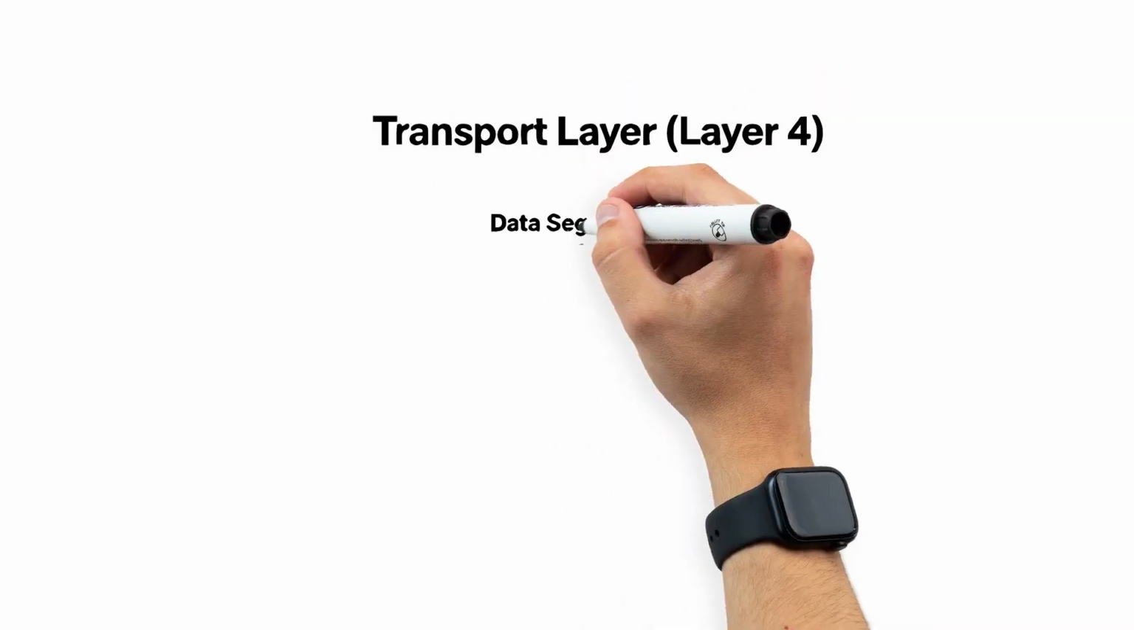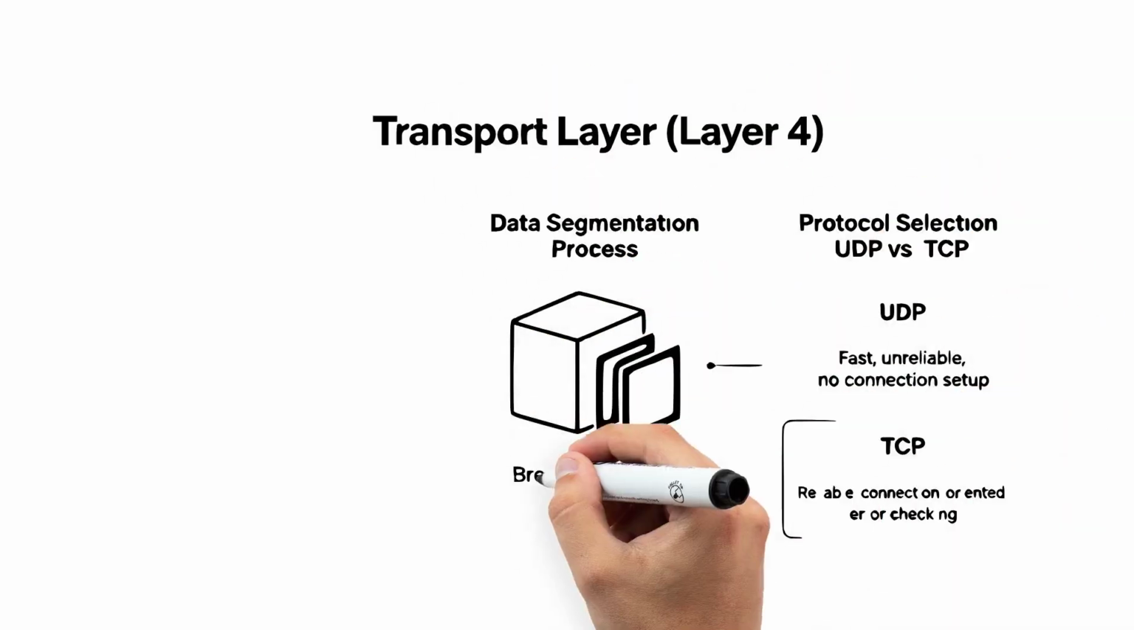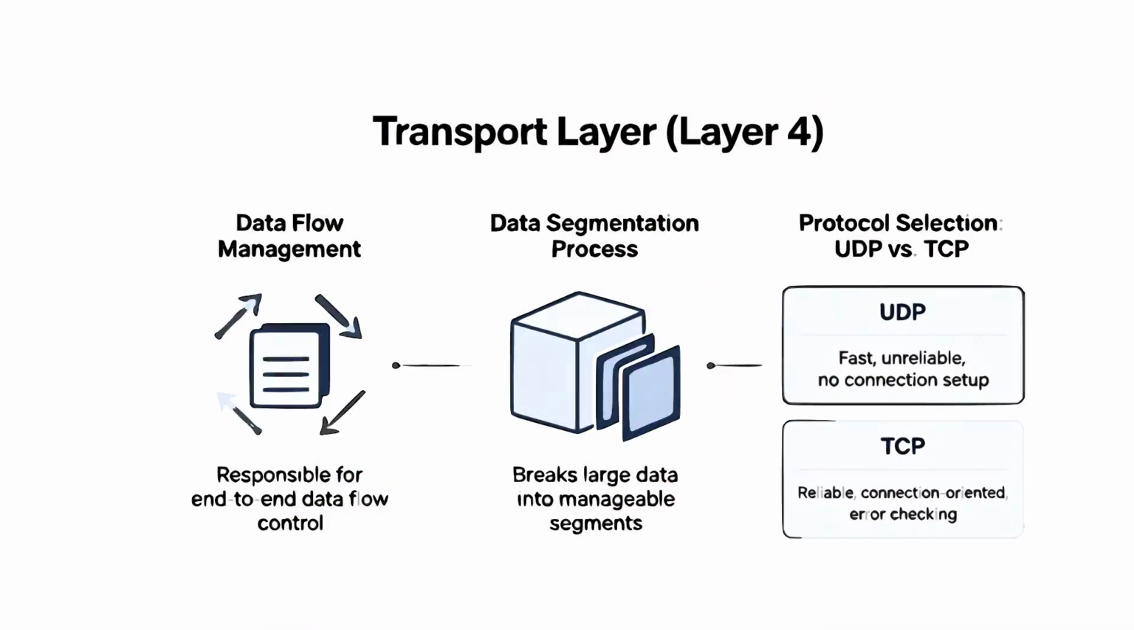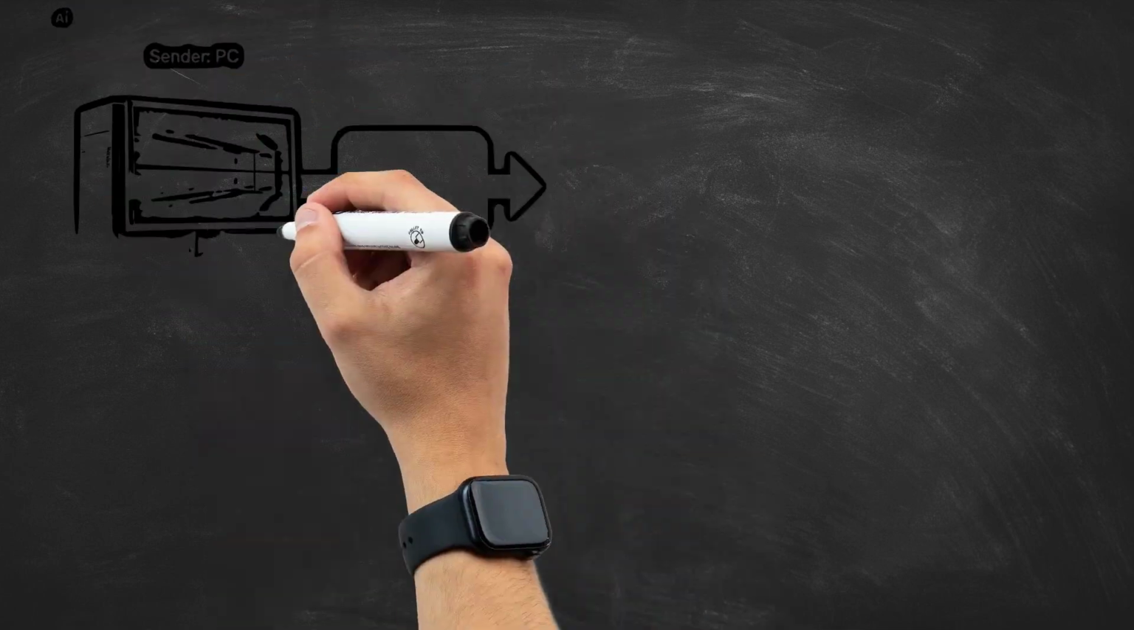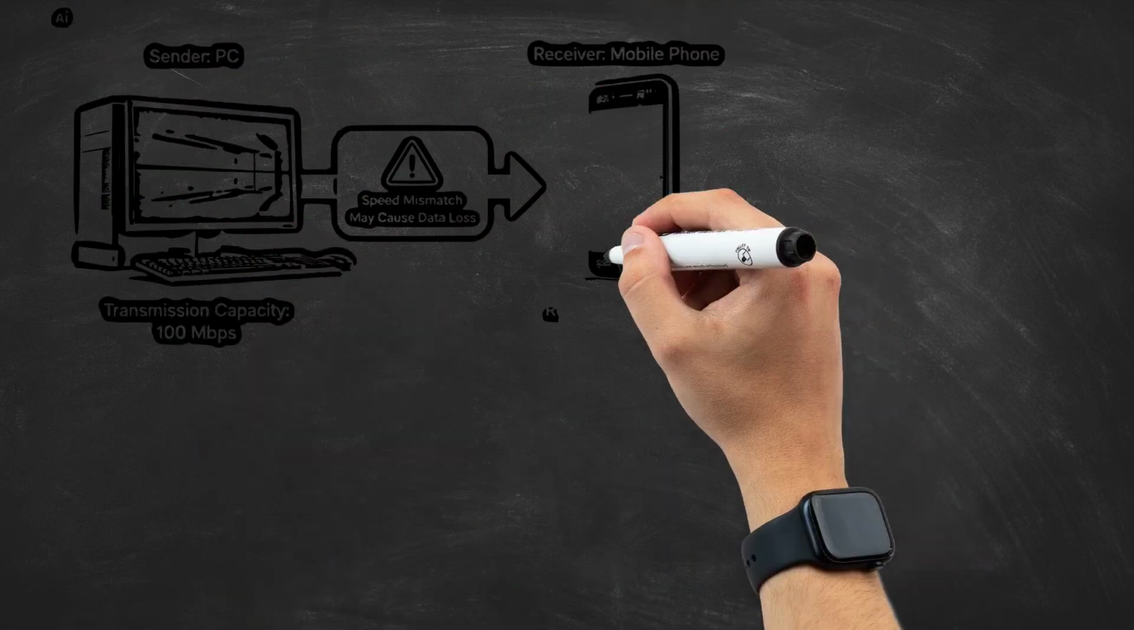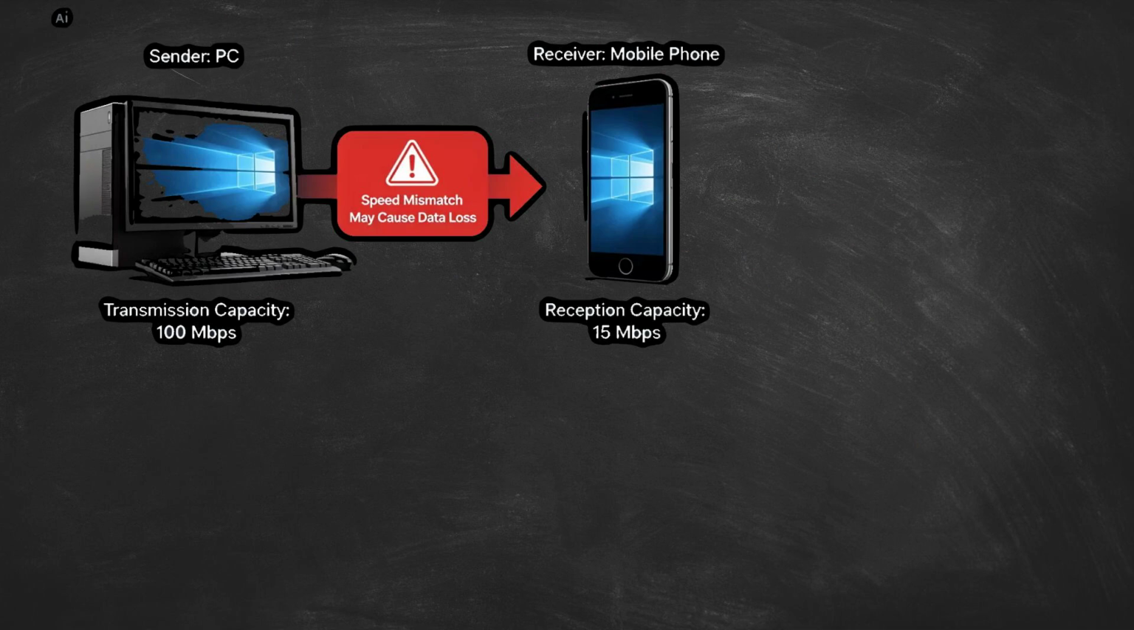The transport layer is the 4th layer. This layer is responsible for data flow, data segmentation, and determining the appropriate protocol needed for transfer, UDP or TCP. Flow control is a networking mechanism that manages the rate of data transmission between a sender and a receiver to prevent the sender from overwhelming the receiver.